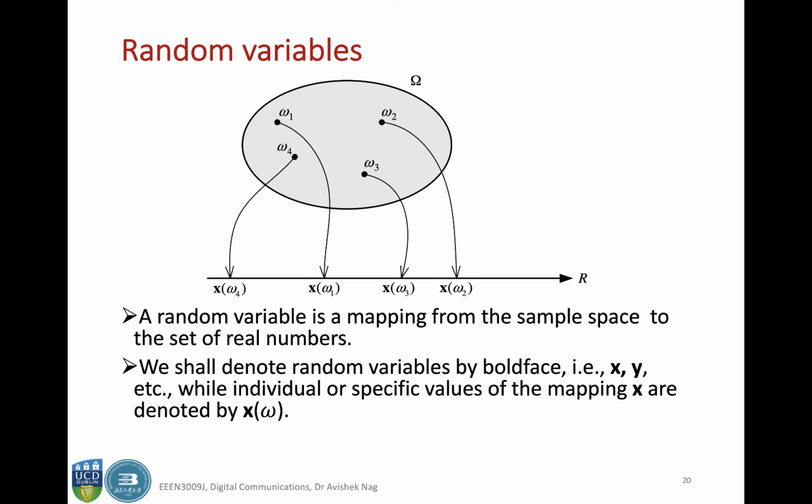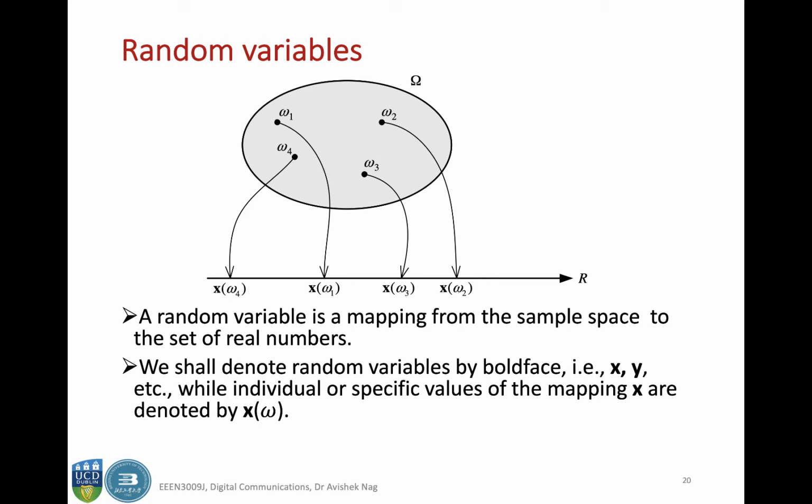So, moving on, let's look into the concept of random variables. So basically, so far you saw that you have a sample space, and that sample space can be divided into some events.